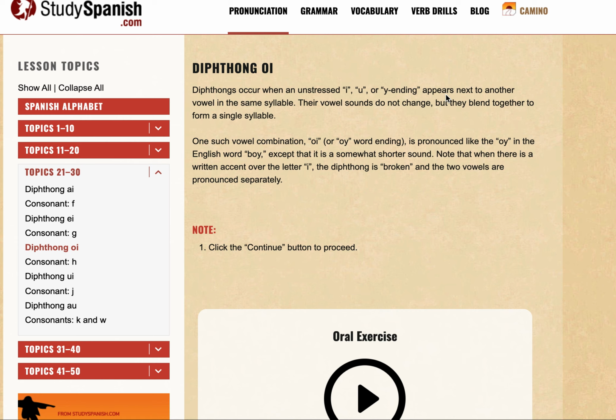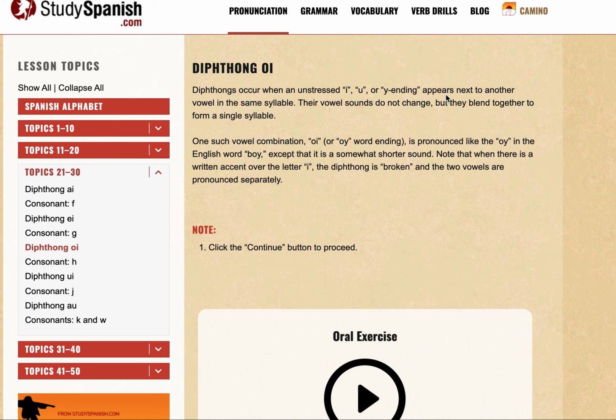Welcome back. So in the last video, we were looking at consonant G, how to pronounce consonant G in different situations. So today, we're looking at diphthong Oi.